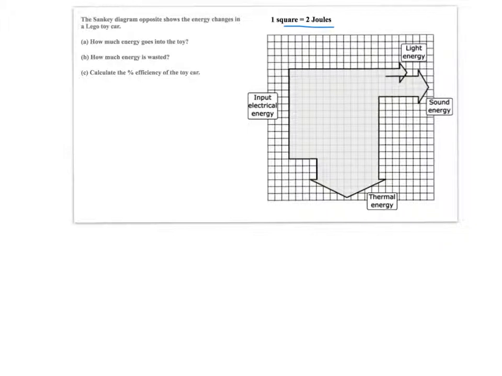So if we count the squares to look at our input energy, there's 1, 2, 3, 4, 5, 6, 7, 8, 9, 10, 11, 12, 13 squares.